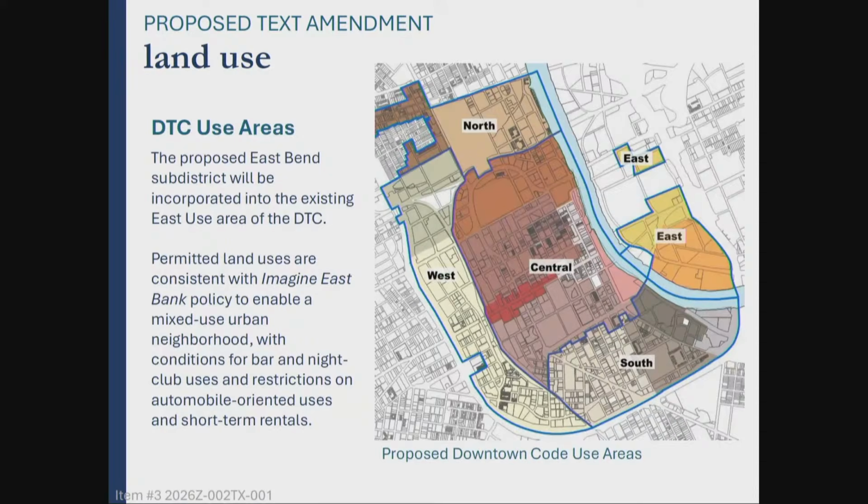The land uses for East Bend are proposed to be the same as those that currently exist for the East use area. So as I mentioned before, there are 5 existing use areas. There was a use area created with the first subdistrict on this side of the river for the East Bank subdistrict. There was a use area created, and we're proposing for East Bend to be within that same use area.